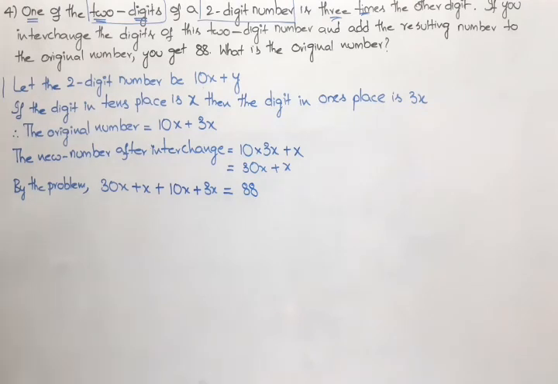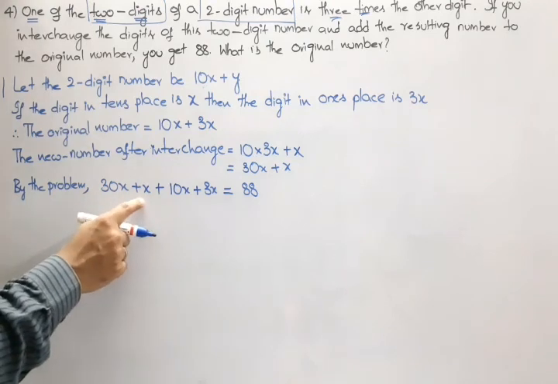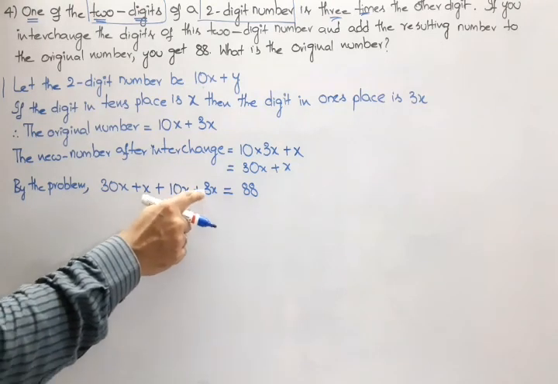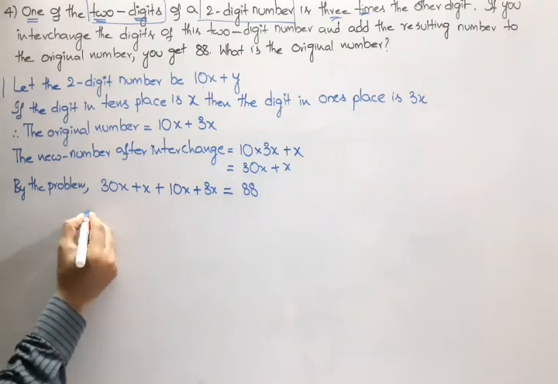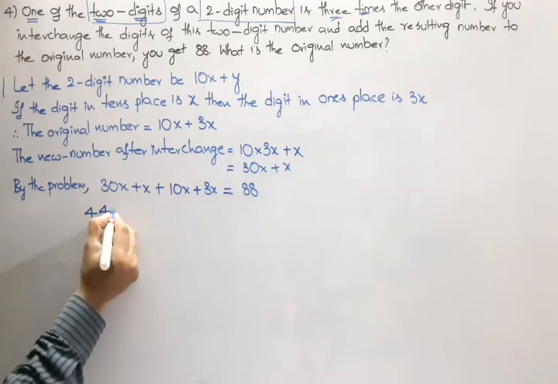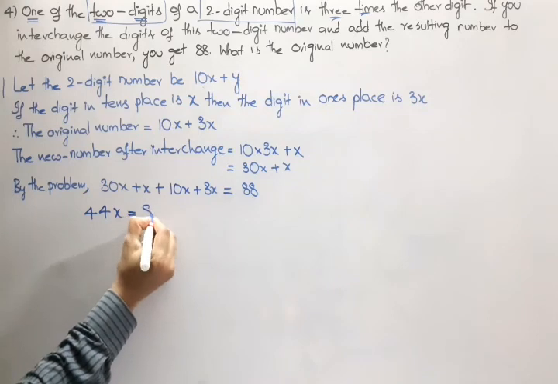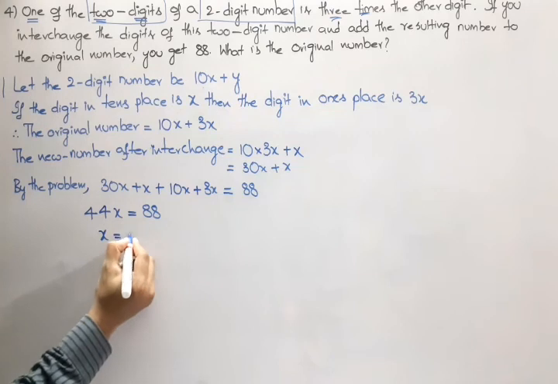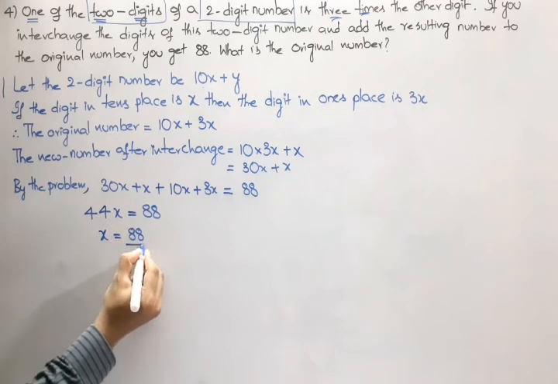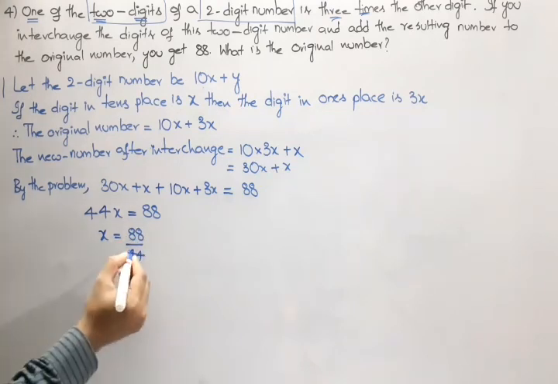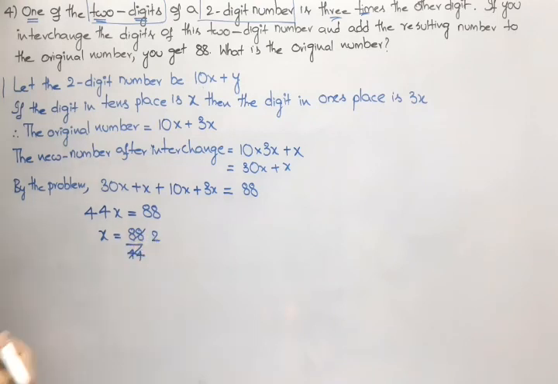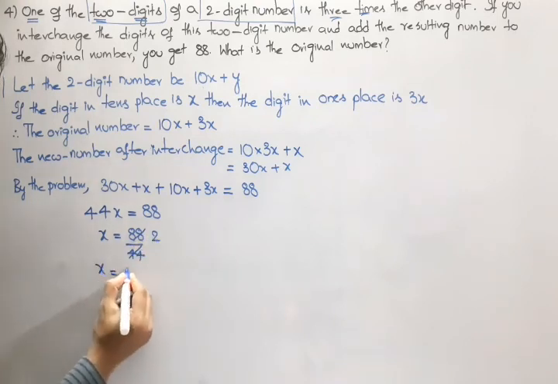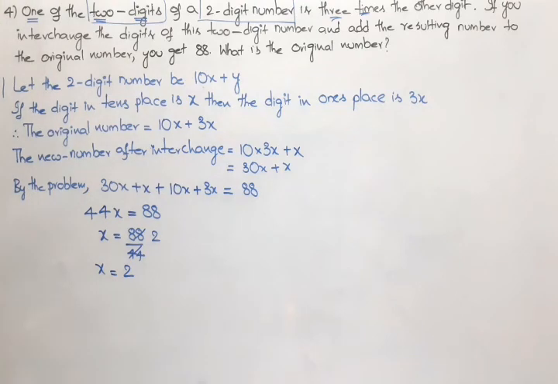Now look, all the terms being like terms, 30 plus 1, 31, plus 10, 41, 41 plus 3, 44x is equal to 88. We actually want only x. x is equal to 88 by 44, 44 twos. We got the value of x as 2. Now they are asking us what is the original number.